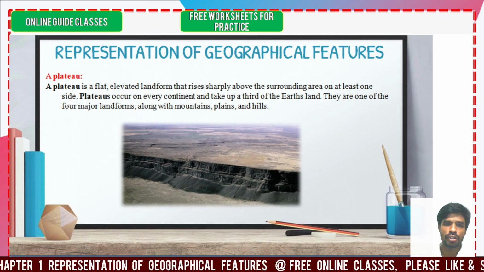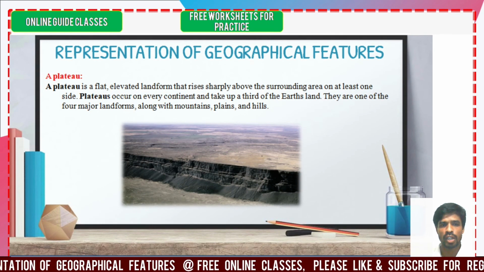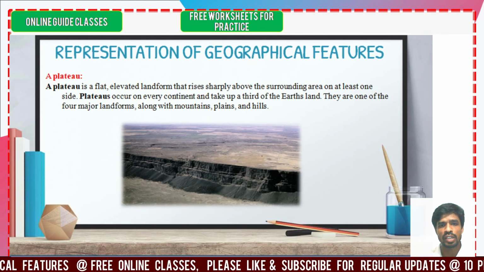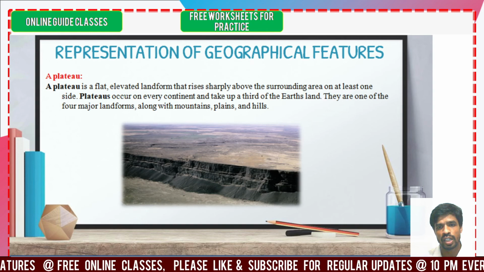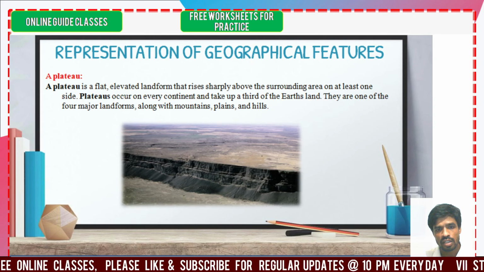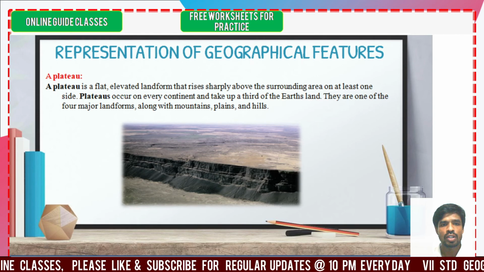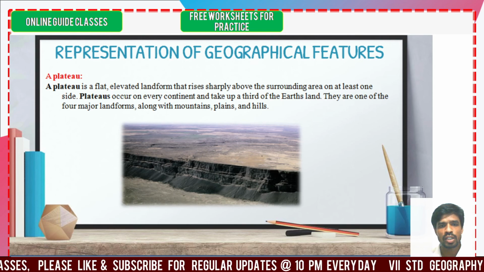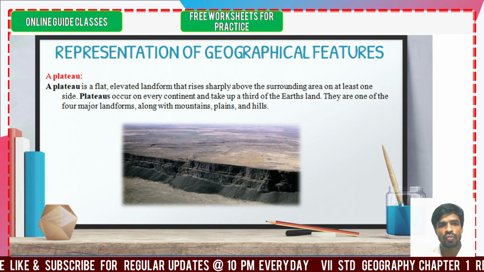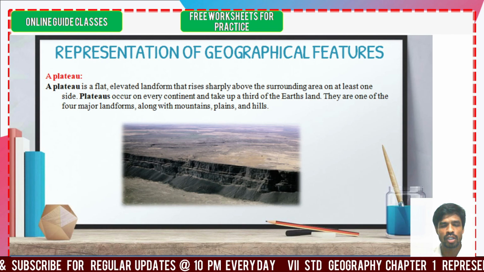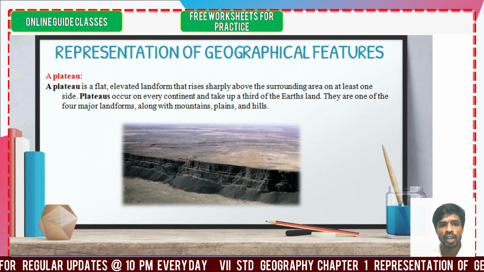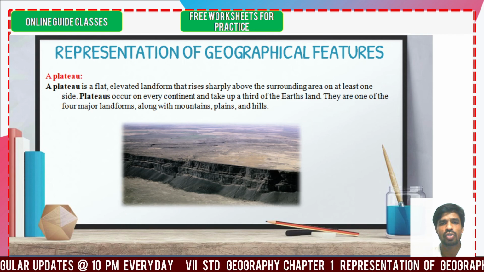The next one is plateau. What is a plateau? Tableland is known as plateau. A plateau is a flat elevated landform that rises sharply above the surrounding area on at least one side. One side it is raised, so the other side it is flat. Plateaus occur on every continent and take up a third of the earth's land. They are one of the four major landforms along with the mountains: mountains, plains, hills and plateau. These are some of the landforms in the representation of geographical features.